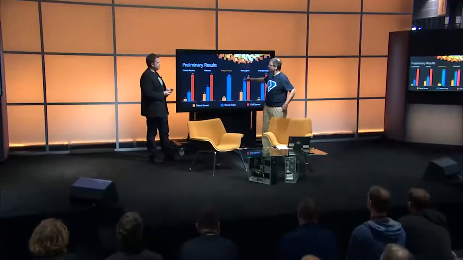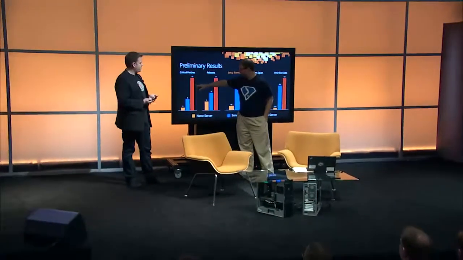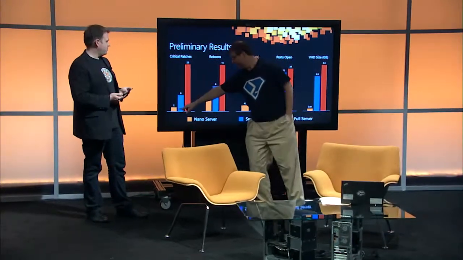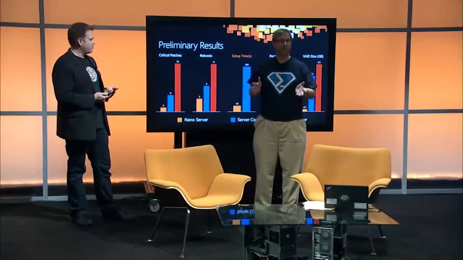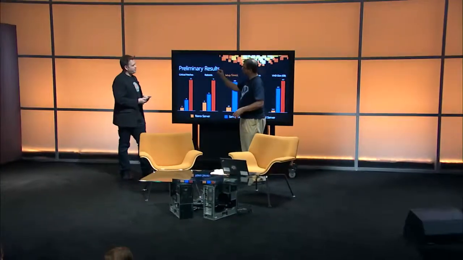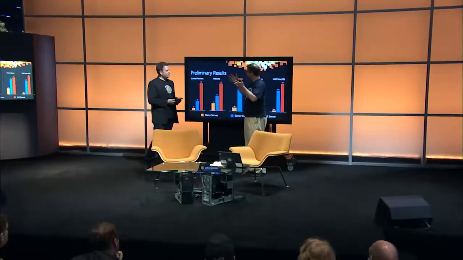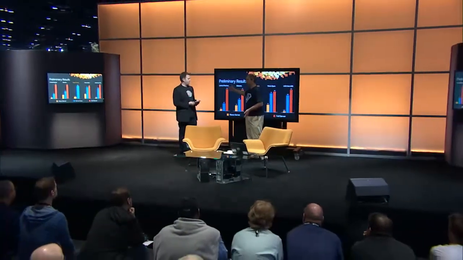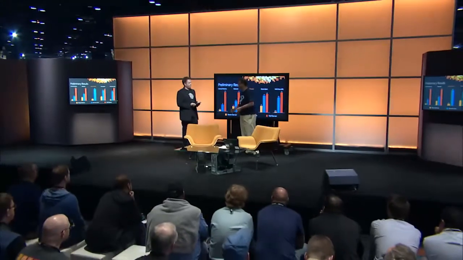They're just phenomenal. So look here, this shows in orange, this is full server, in blue is server core, and in yellow is Nano Server. So for critical patches, we go from 23 down to 2. And that's for a month, right? So what we did was we analyzed all the patches that were done in Windows Server in 2014. We saw what code was changed, and we figured out whether or not that code existed in Nano Server. And so basically, out of 23, only 2 would have affected Nano Server.